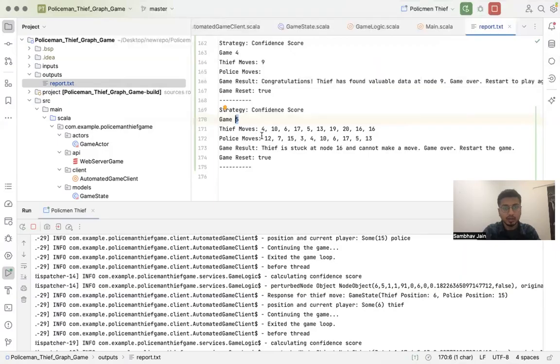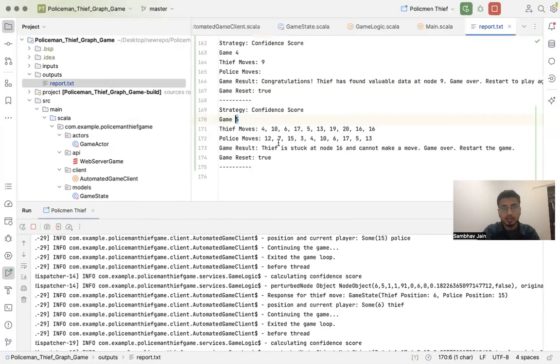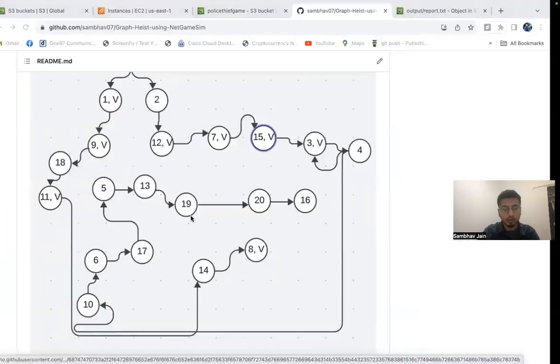Whenever any player starts the game, if suppose the police starts it, then we would not be looking for the position which is before the 12. We are considering the directional edges here. So that's why I'm assuming the police started the move first and the thief was placed here. And then after that, police made a move to 7 and thief made a move from 4 to 10.